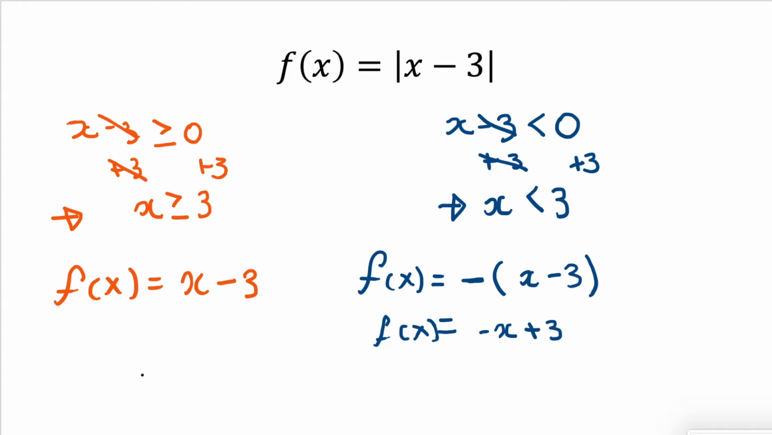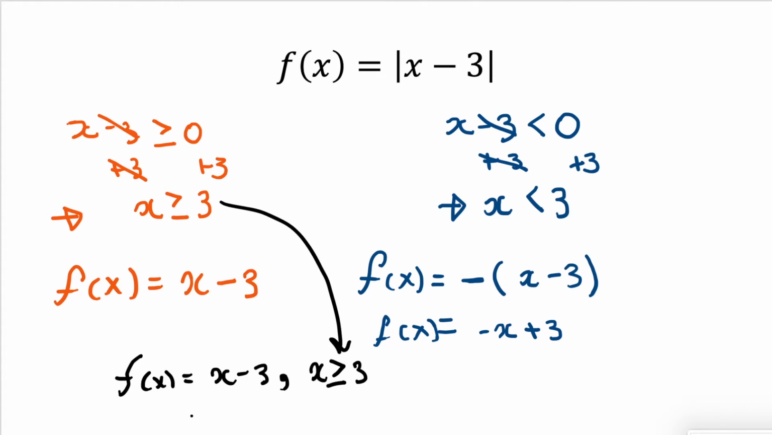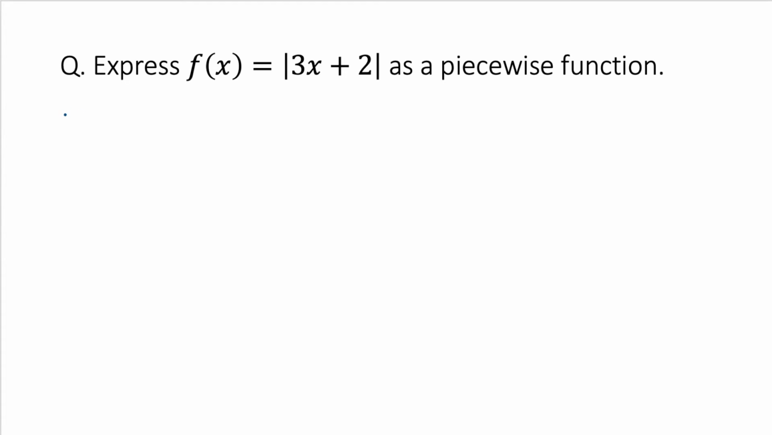Okay, one more time. Let's write this in a bit more organized manner. So f of x can be x minus 3 if x is greater than or equal to 3. This is coming from here. And f of x can be, in fact, negative x plus 3 if x is less than 3. This is called a piecewise function. Here is an example we can try.